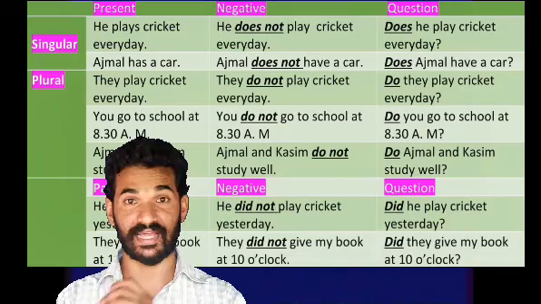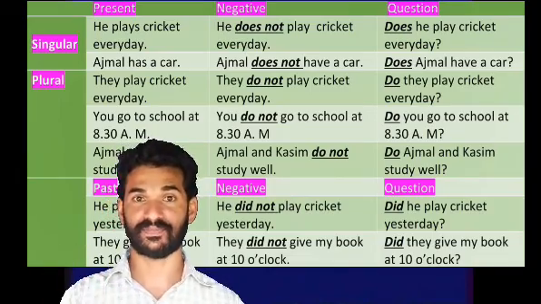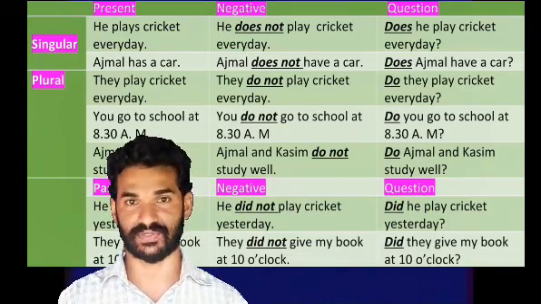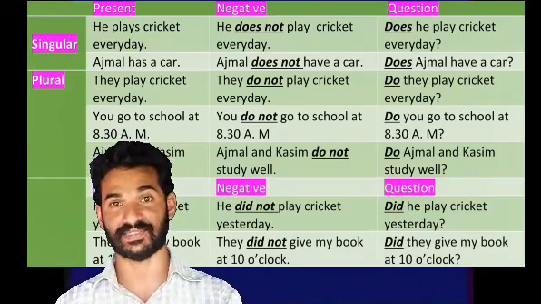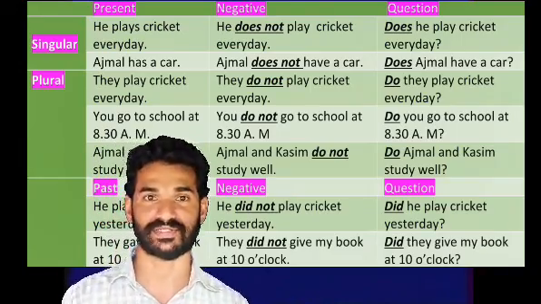To make a question, never use do there. Take the do from there and place it in the front. Then it will turn into a question. Do Ajmal and Qasim study well? So it turned into a question. Now go to the past.